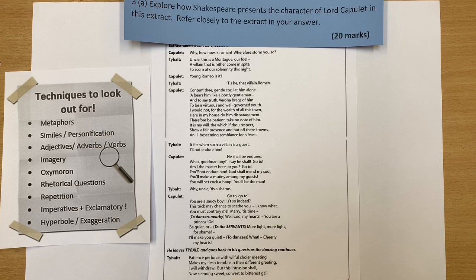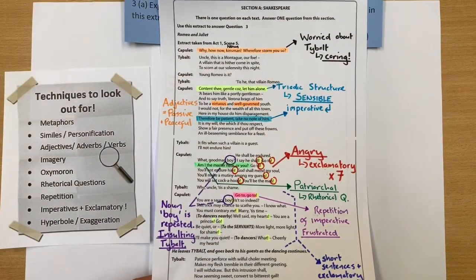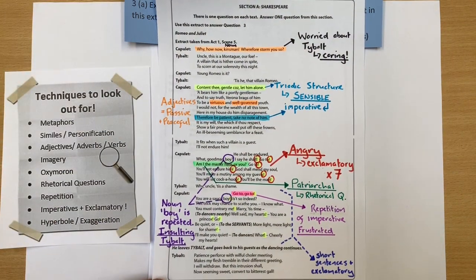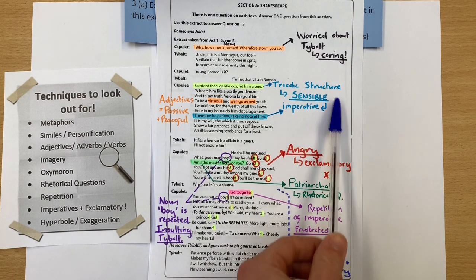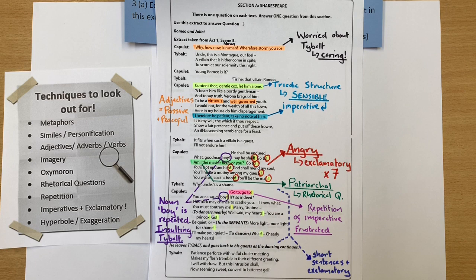Hopefully you were able to find quite a few different character traits about Lord Capulet in there and able to pick out some of the techniques used by Shakespeare. If I just present a copy that I've annotated for us here, you can see that initially at the start he is presented as being quite caring because he is worried about Tybalt. He asks him how he is and why is he storming off, and that shows a caring side to Lord Capulet.